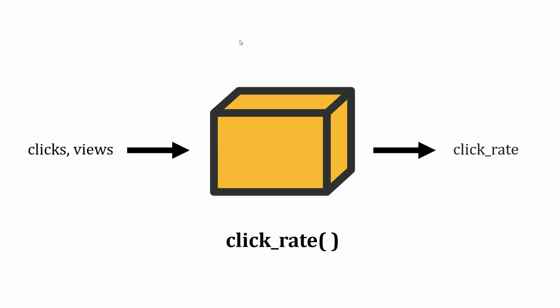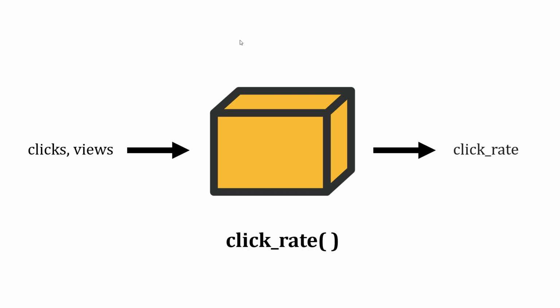So here's an example of a function. Maybe we have a function called click rate that calculates the click-through rate in marketing analytics. And we pass in two parameters, the number of clicks and the number of views. And when we feed that in, the function performs the calculation and can return the result, the click-through rate, which is clicks divided by views multiplied by 100.